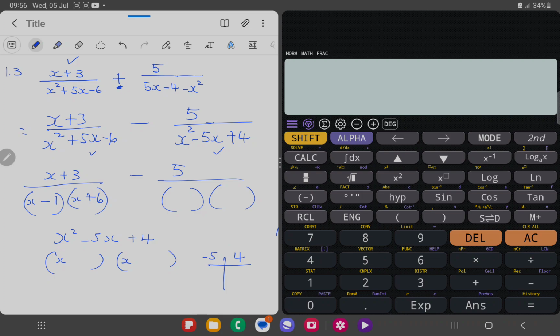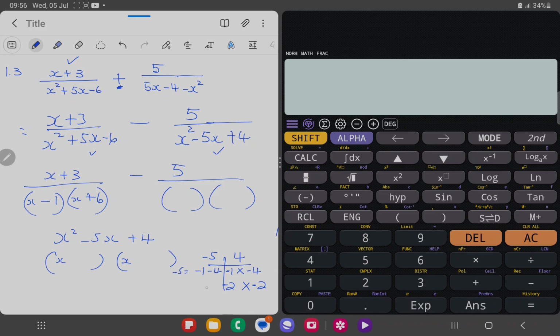You can check your numbers, okay? But now your middle term is negative. If you check, we can start from 1 times 4, and then 2 times 2. But because the middle term is negative, we're going to consider a negative and a negative. Now let's see which pair meets the requirements. It's negative 1 and negative 4, which gives us negative 5.